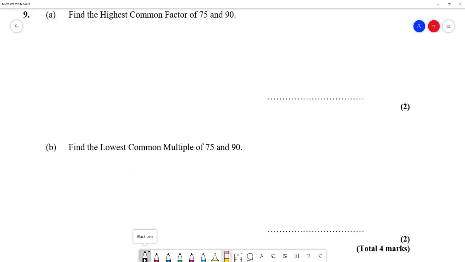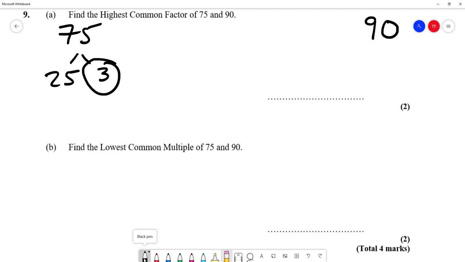Here's a question for you to try. You can pause the video, and when you're done, I will go through my worked solution. Okay, welcome back. So we want to work out the HCF of 75 and 90. So we could write 75 and 90 here. So we can break down 75 into 25 times 3. Now 3 is prime. Break down 25 into 5 times 5.